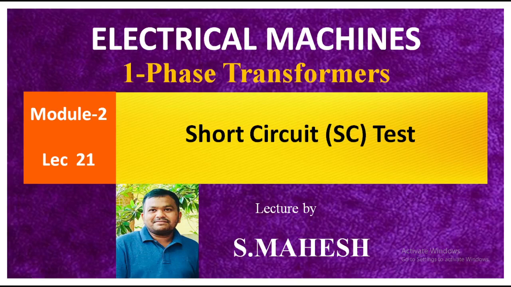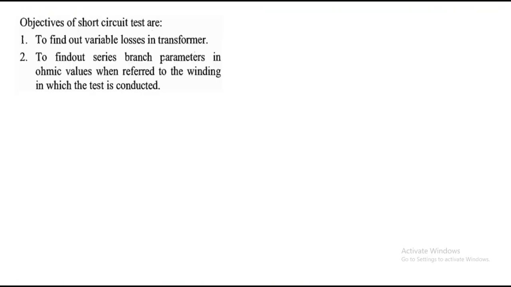Hello everyone, let's discuss another test of a transformer, that is the short circuit test. Last class we discussed the open circuit test. By conducting that open circuit test we get the iron losses, and in addition we get the shunt branch parameters, that is R0 and X0.